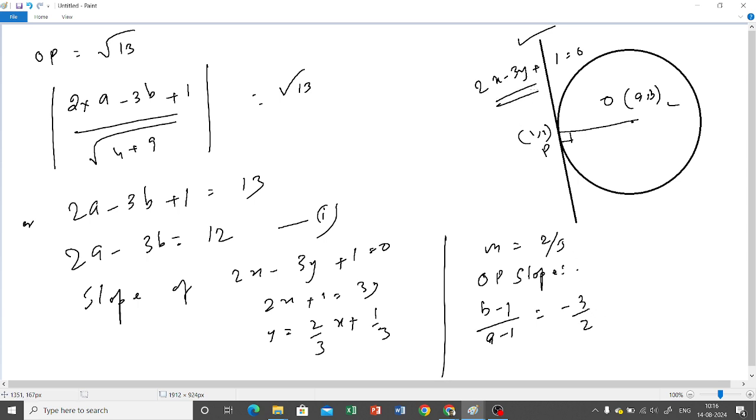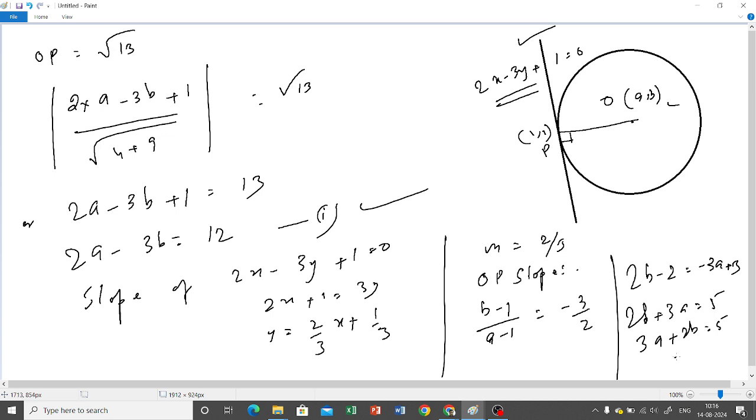What is the slope of this line? 2 by 3. What will be the slope of OP, which is perpendicular to this line? m1 into m2 is equal to minus 1, so that is minus 3 by 2. From here you will get another equation, that is 2b plus 3a is equal to 5. So you have one equation over here, that is 2a minus 3b is 12. Another equation over here, that is 3a plus 2b is equal to 5, right?